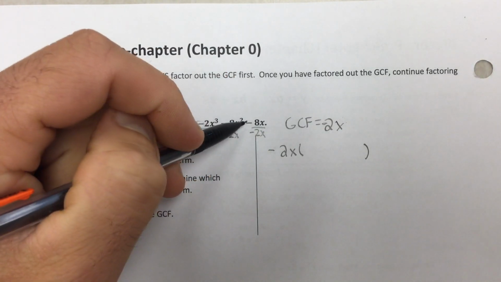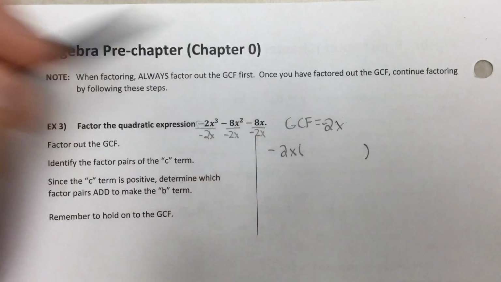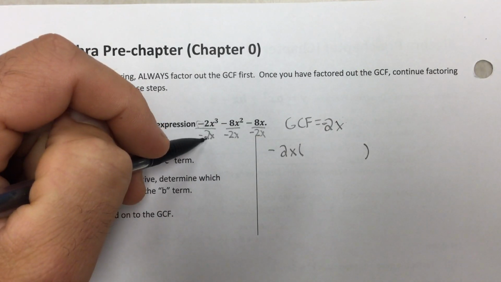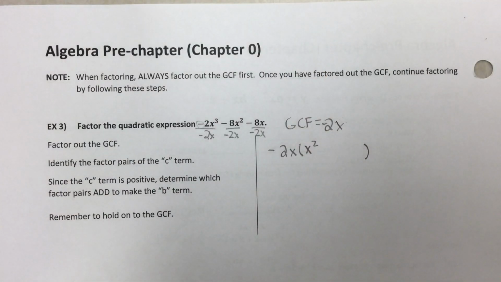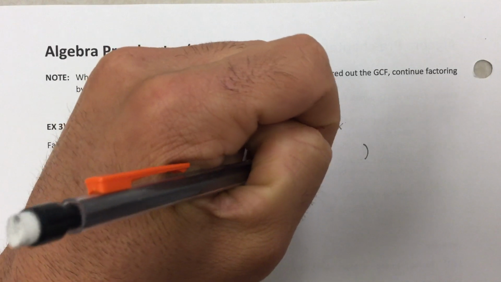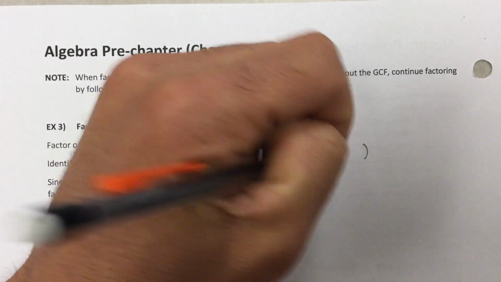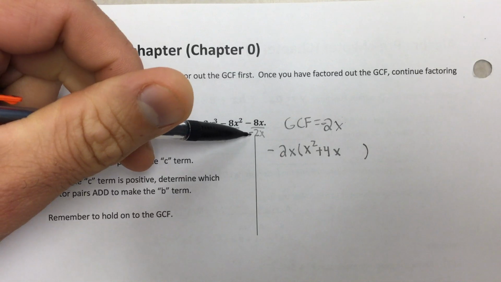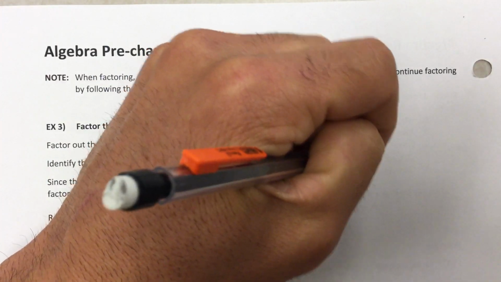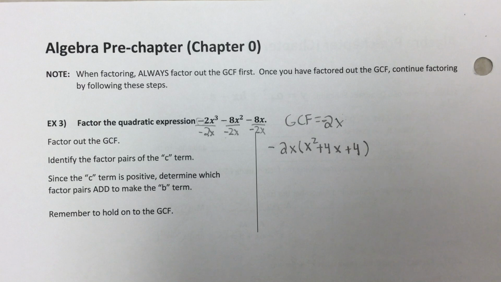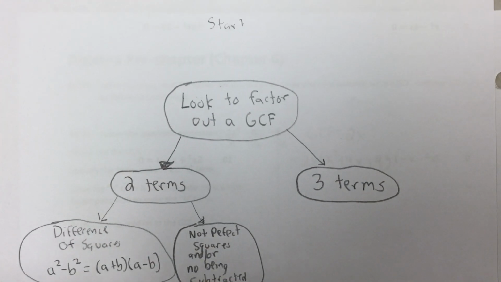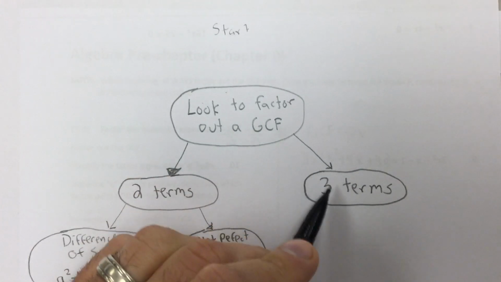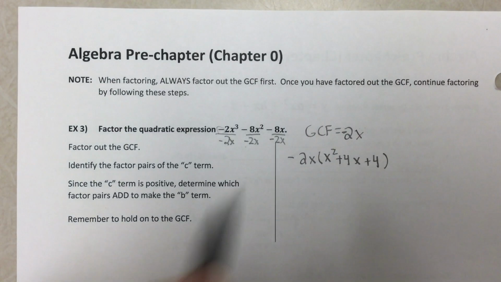So I had 3 terms to start. After pulling out a GCF, I should still have 3 terms. So the negative 2 divided by negative 2 is 1, so that's fine. X cubed divided by x is x squared. Negative 8 divided by negative 2 is positive 4. X squared divided by x is x. And negative 8x divided by negative 2x is positive 4. From there, we're still following that flow chart. I pulled out a GCF. Well, now how many terms do I have inside those parentheses? Well, I have 3. 1, 2, 3.